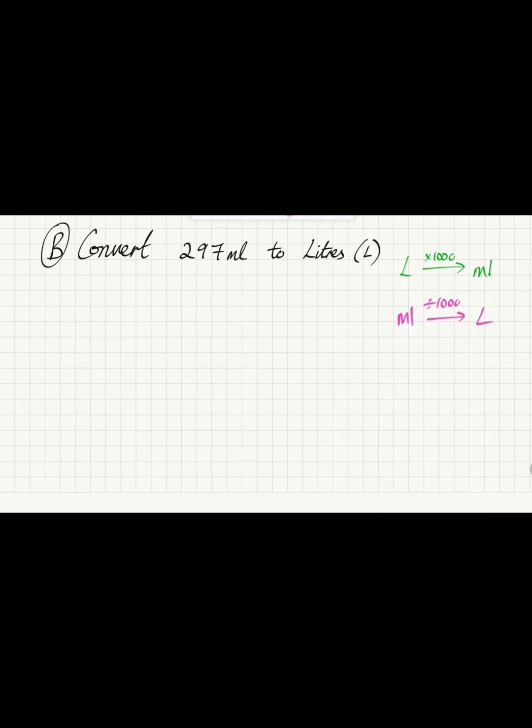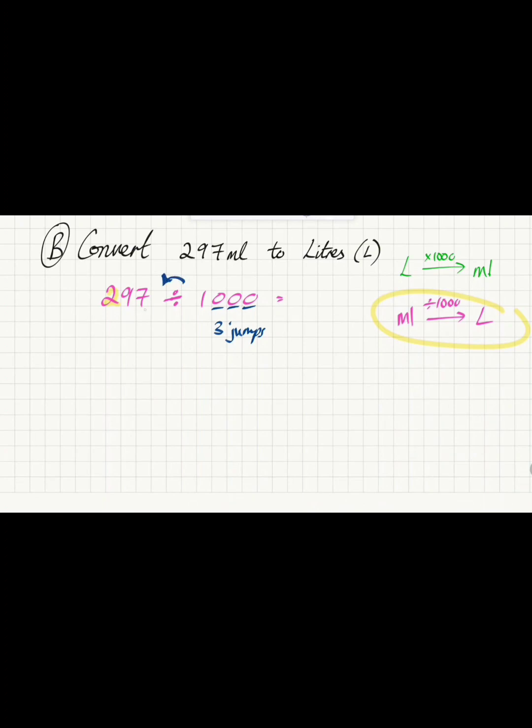And another example is changing from millilitres to litres. So as we can see, changing millilitres to litres requires us to divide by 1,000. So we have 297 divide by 1,000 equals, well, we count the zeros. 1, 2, 3. That's 3 jumps. We are dividing, which means we jump the decimal to the left.